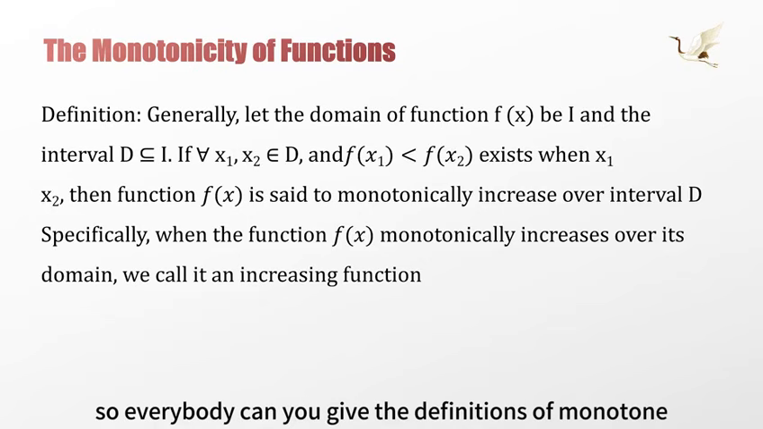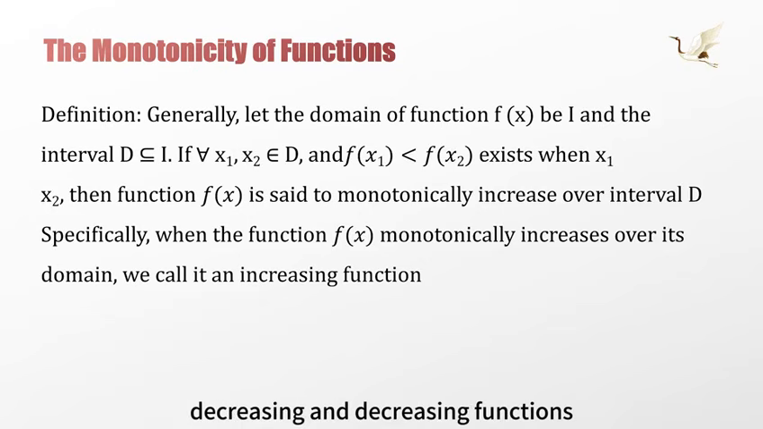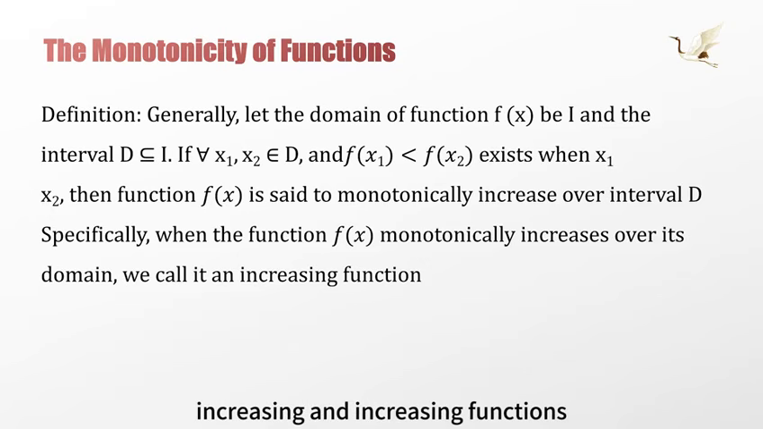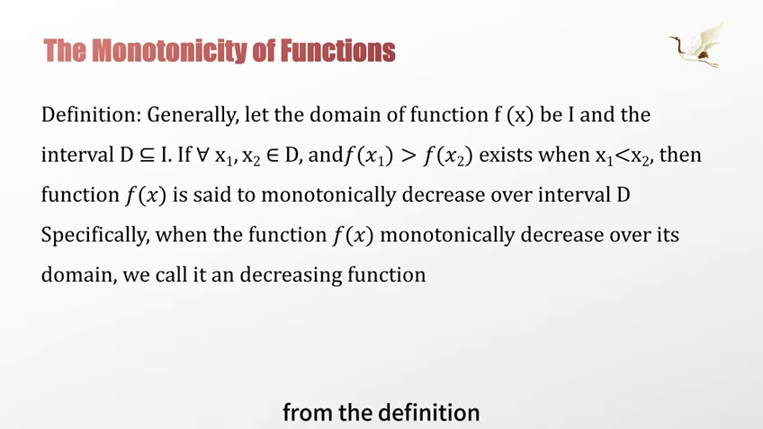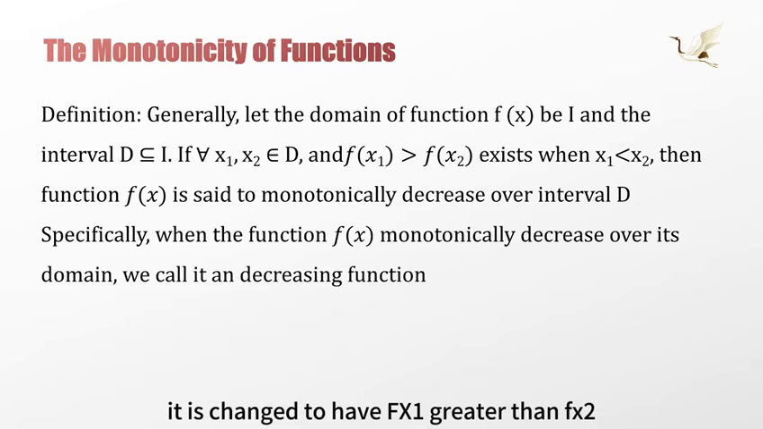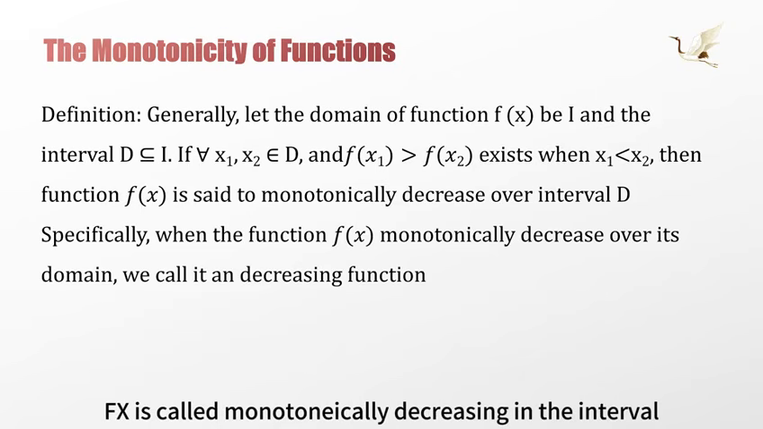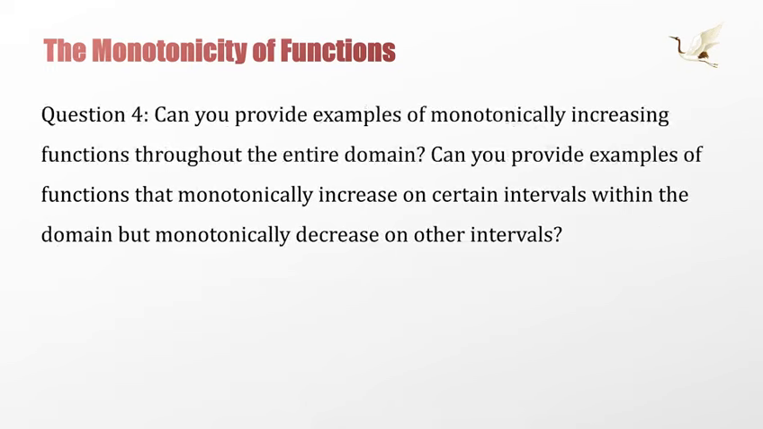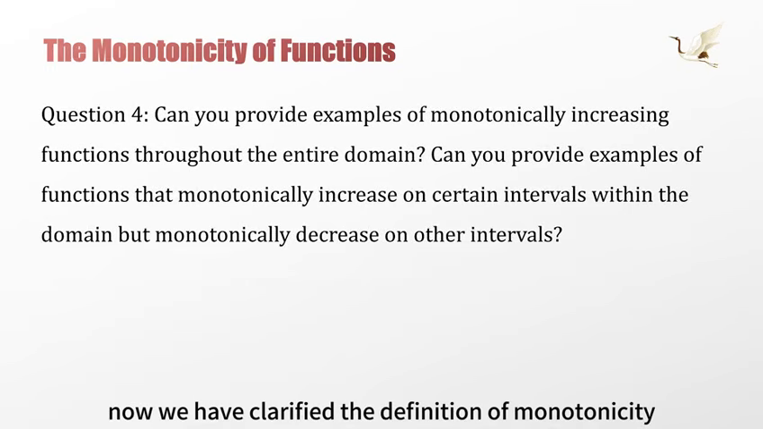So everybody, can you give the definitions of monotonically decreasing and decreasing functions by analogy with the definitions of monotonically increasing and increasing functions? From the definition, it can be seen that for any x1, x2 in D, when x1 is less than x2, it is changed to f(x1) greater than f(x2), then the function f(x) is called monotonically decreasing in the interval. In particular, when the function f(x) decreases monotonically in its domain, we call it a decreasing function. Now we have clarified the definition of monotonicity.